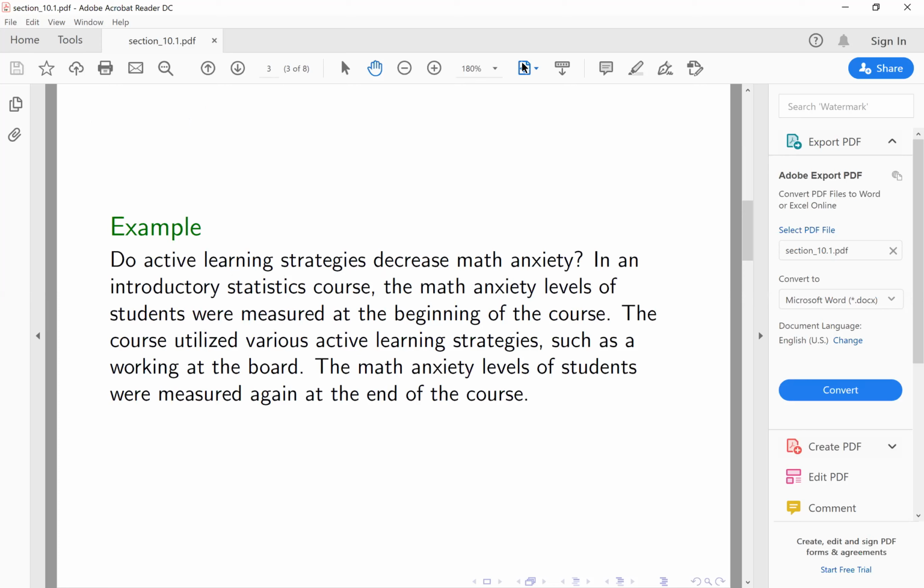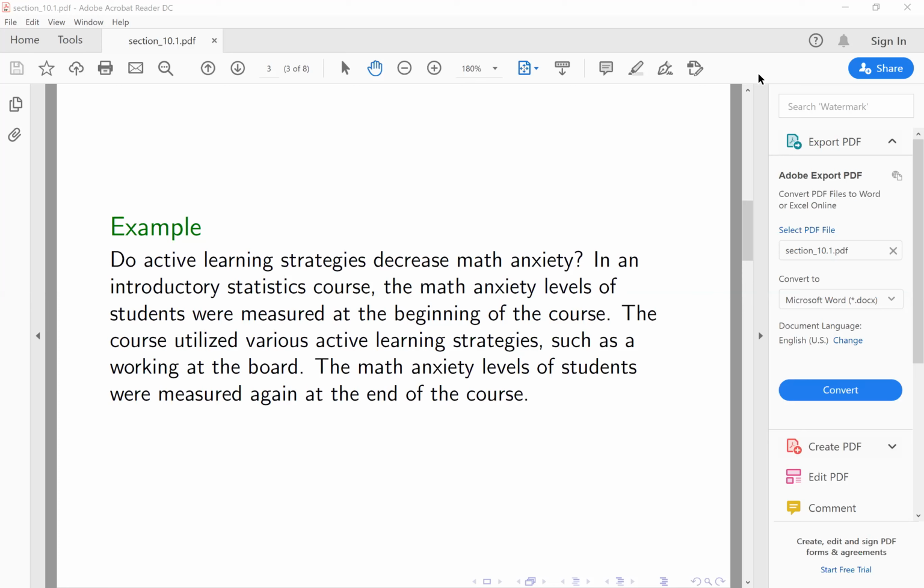So here's a situation, a question you might ask that will involve such an experiment. Do active learning strategies decrease math anxiety? So the situation involves an introductory stats course. The math anxiety levels of the students are measured at the beginning of the course. The course utilizes various active learning strategies, such as working at the board, and then the math anxiety levels of students were measured again at the end of the course.